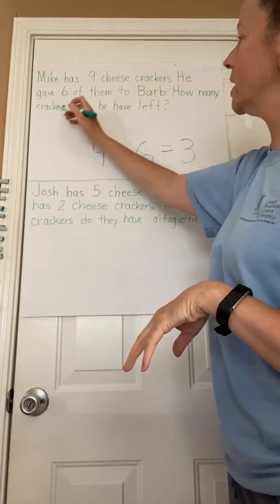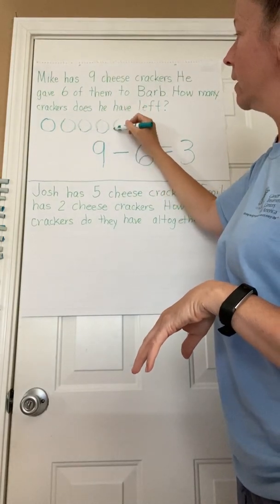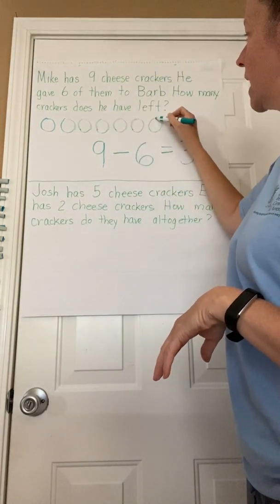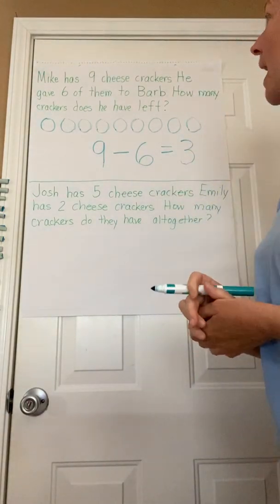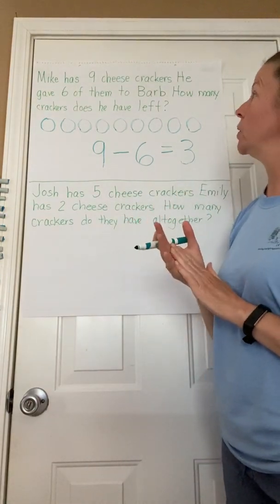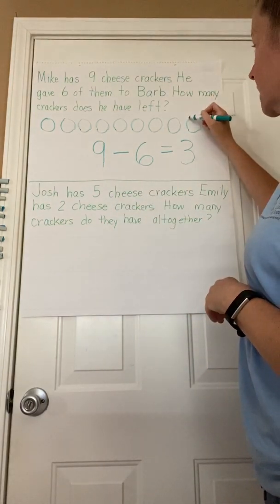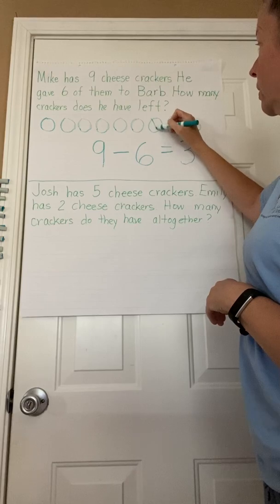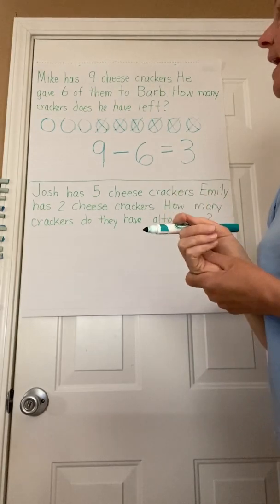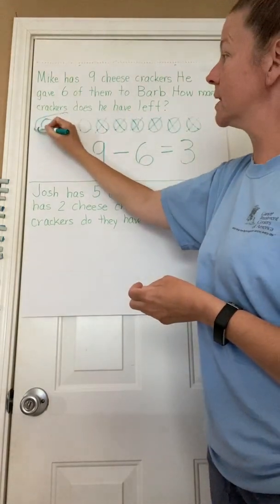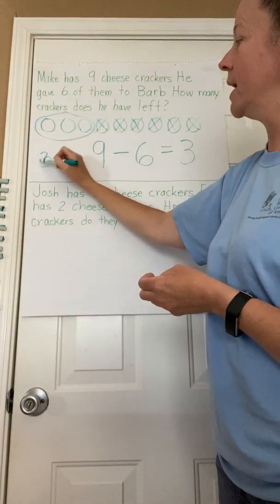So Mike has 9 cheese crackers, so we do 1, 2, 3, 4, 5, 6, 7, 8, 9. And then what did Mike do? He gave 6 crackers to Barb. So what I tell my kids to do is X out 6, because he's giving 6 away. 1, 2, 3, 4, 5, 6. And then how many does he have left? We circle the ones that he has left, and we count 1, 2, 3. He has 3 left.